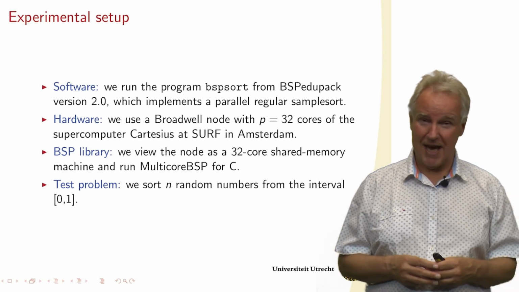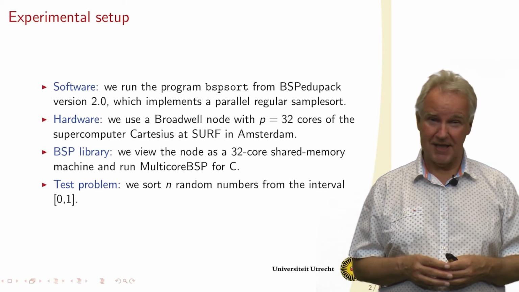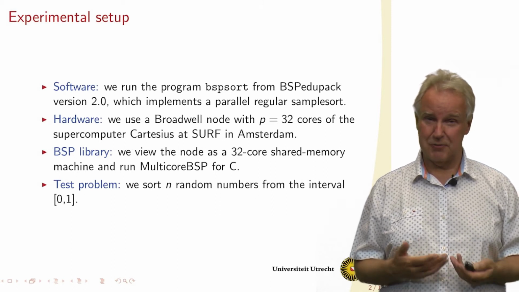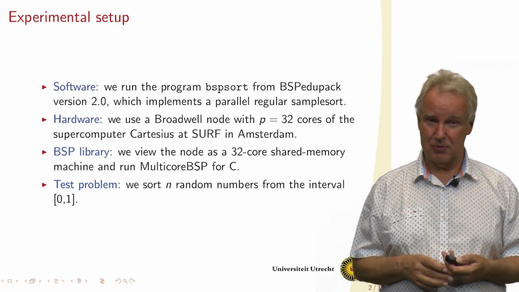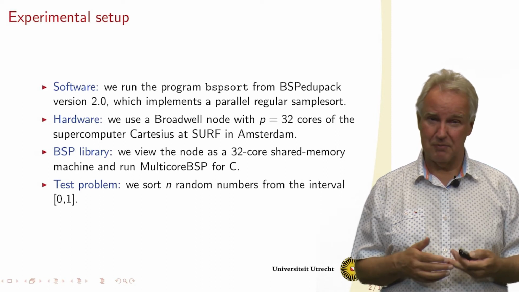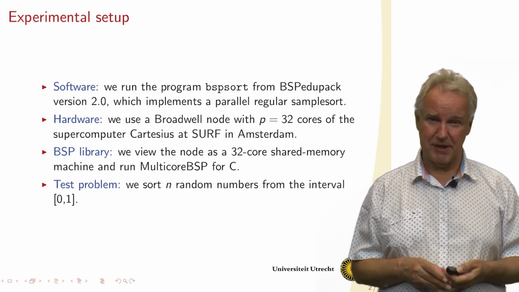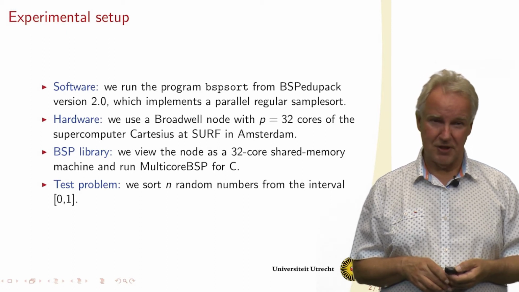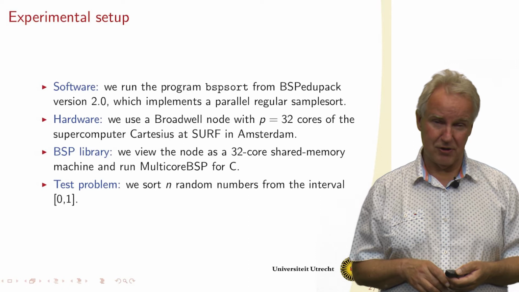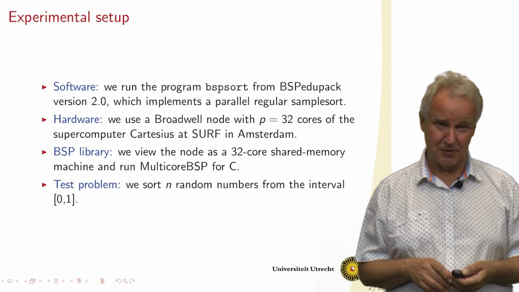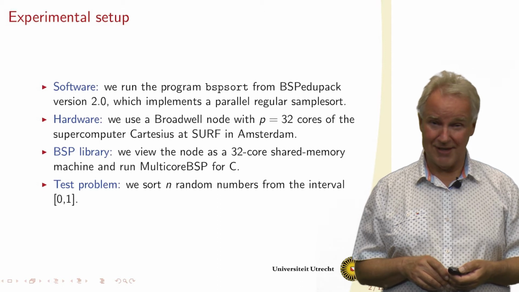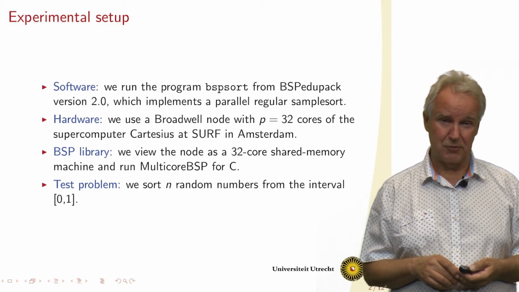So the BSP library that we use, which is a communication library, is called Multicore BSP for C. And this way we can view the computer as a shared memory computer, but still in BSP terms. Then the test problem that we take is we just have an array of a certain size, like 1,000,000 or 1,000,000,000, and it contains random numbers between 0 and 1.